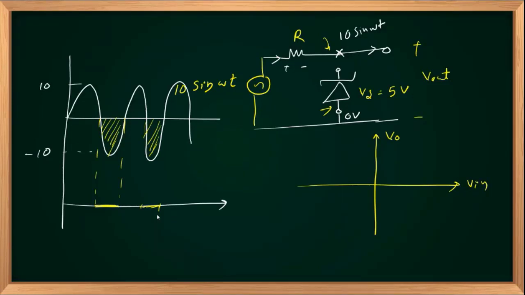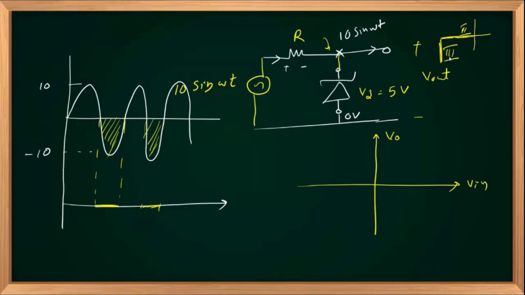Right? And since input is negative, there will be current from 0 to the negative value in this direction. Its value will be equal to (0 minus 10 sin omega t) divided by R. Right. If 10 sin omega t is positive, we'll have two options. One option is the diode will be in reverse mode before breakdown, region number 2, or reverse biased breakdown, region number 3.